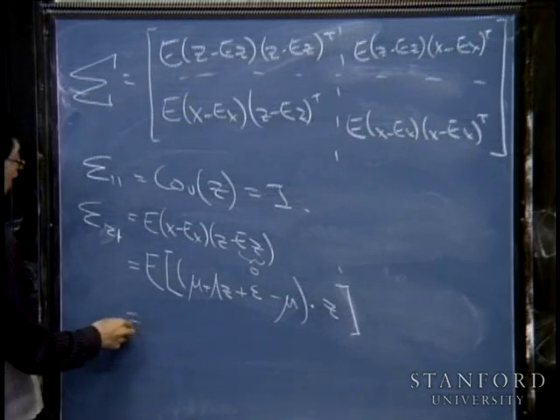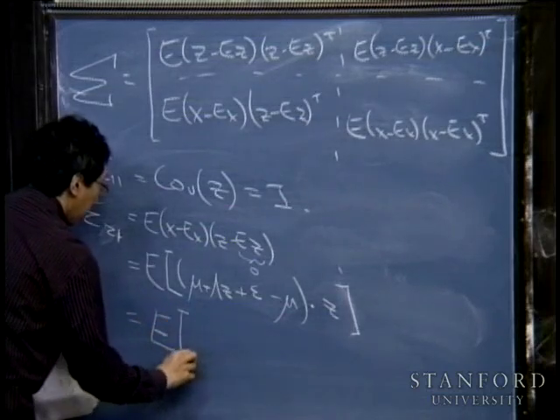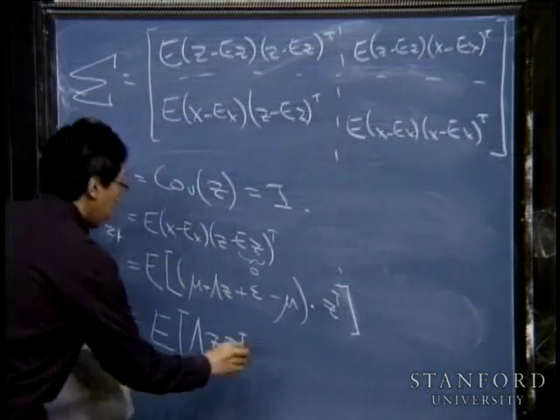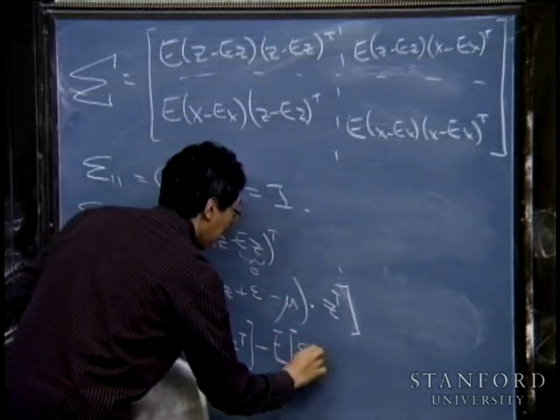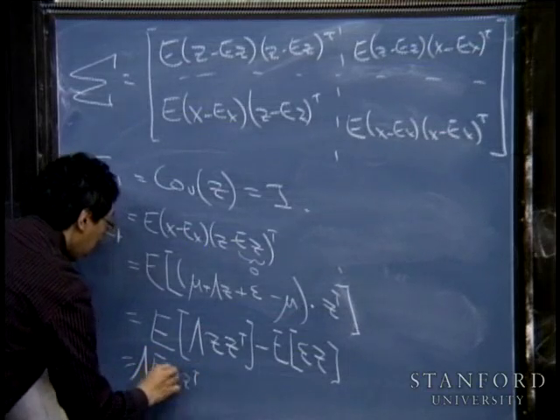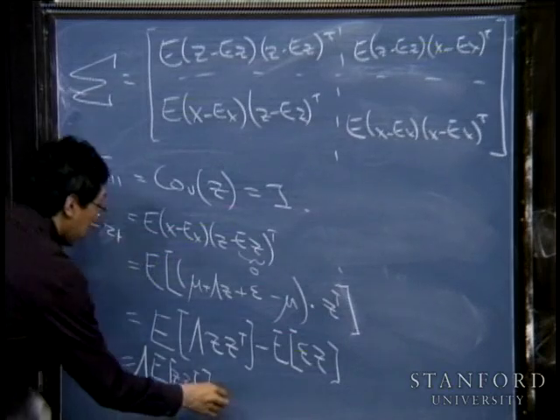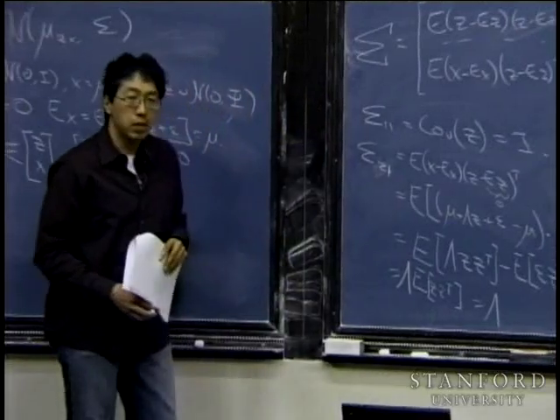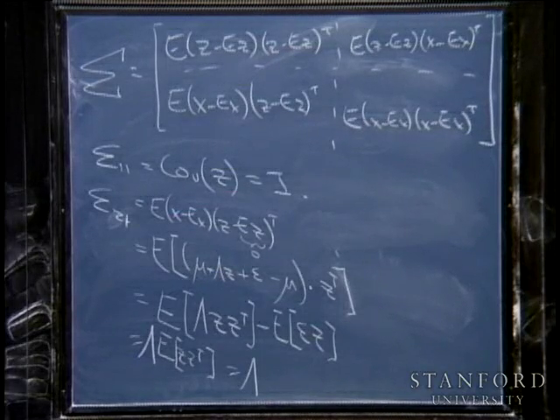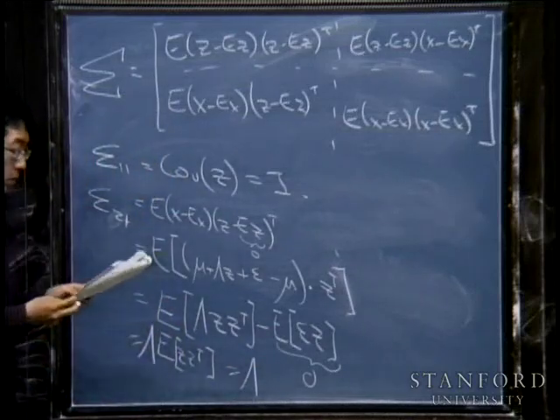If you expand this out, plus mu and minus mu cancel out, and you have the expected value of lambda ZZ transpose minus the expected value of epsilon Z, which is just equal to lambda times the identity matrix. Okay? Does that make sense? Because this term is equal to 0. Both epsilon and Z are independent and have 0 expectations, so the second term is equal to 0.